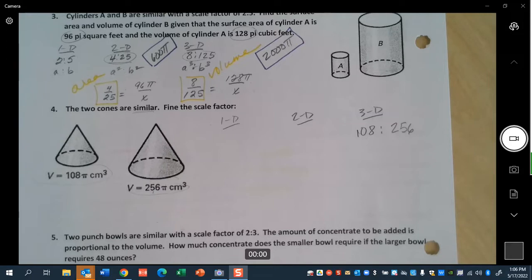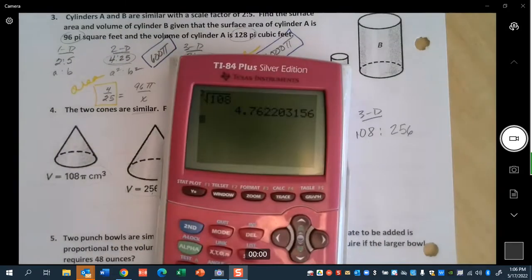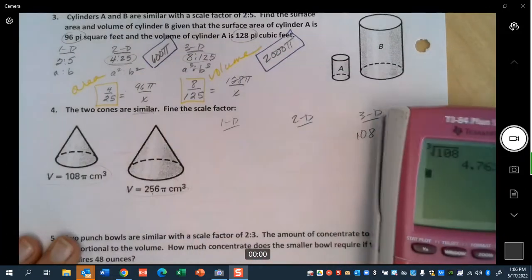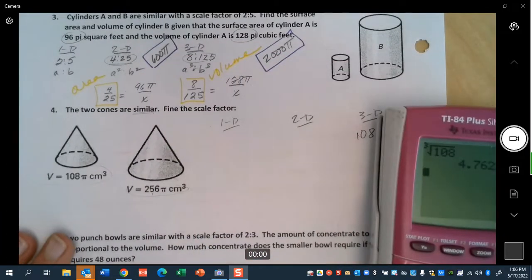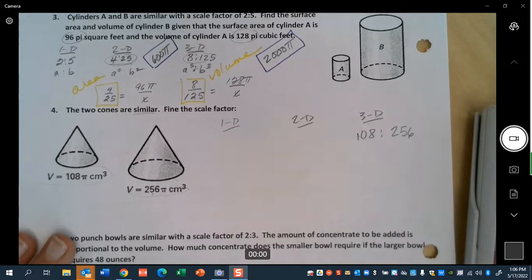The cube root of 108. So, interesting thing about the cube root of 108, that's not a perfect cube, is it? 256 is, though, isn't it? Nope, that's a perfect square. Let's go ahead and simplify it.